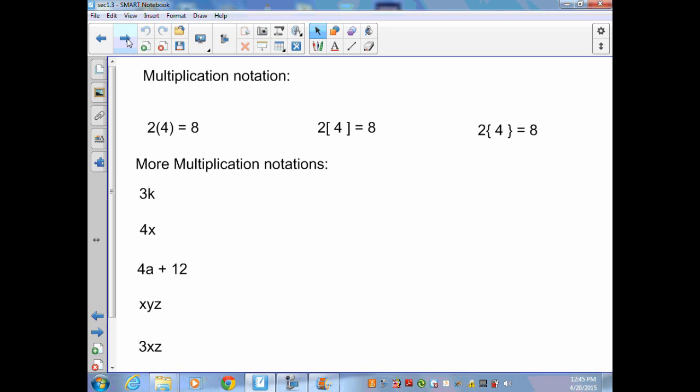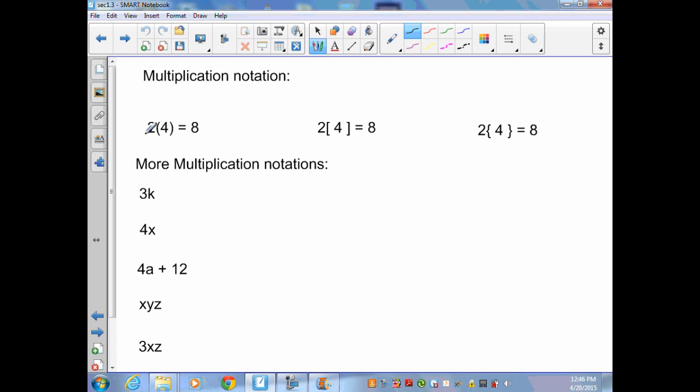Now, before we get into that, I want to take a look at multiplication notation. Here you can see I have 2 times 4, but here we're using parentheses. And we have 2 times 4 using brackets, and 2 times 4 using braces. Essentially, it's all the same form, achieving 8 as our solution.